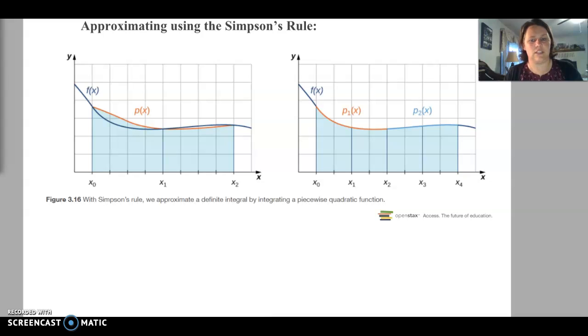All right, so we are still on section 3.6. This is going to be 3.6 part 1, still video number 3. So approximating using Simpson's rule. Simpson's rule is new to us.